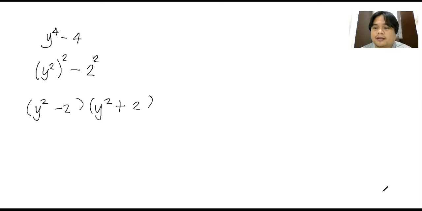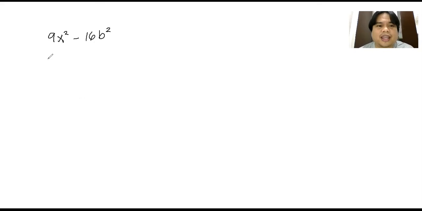Okay? Let's have another example. How about this? 9x squared minus 16b squared. Again, express each term into a square. So 9x squared can be expressed as 3x to the power of 2, right? Check it out. 3 squared, that's 9, see? x to the power of 2, that's x squared. Minus, okay, how about 16b squared? You just have to get the square root of the coefficient. So the square root of 16, that's 4. How about b? b to the power of 2, see?